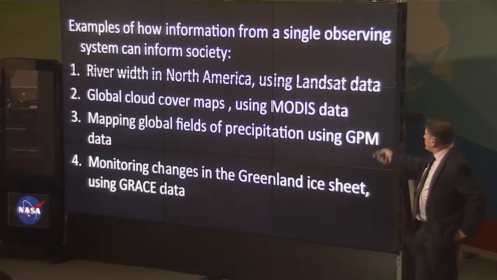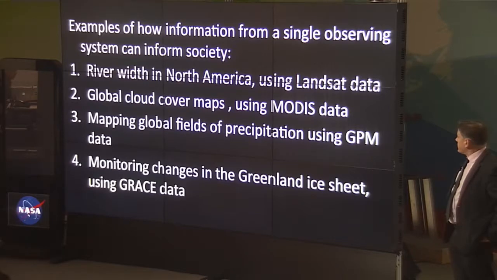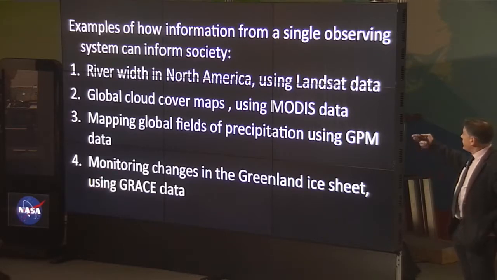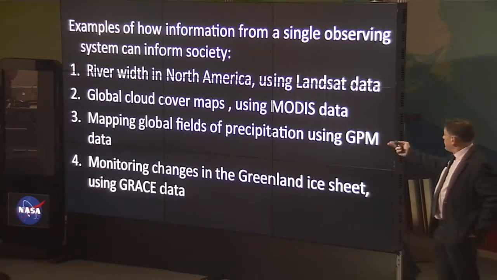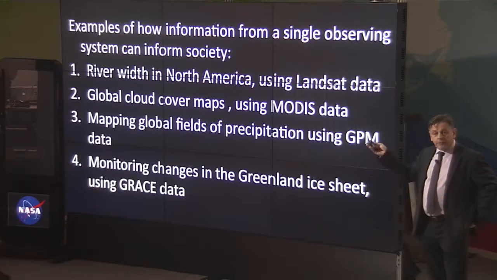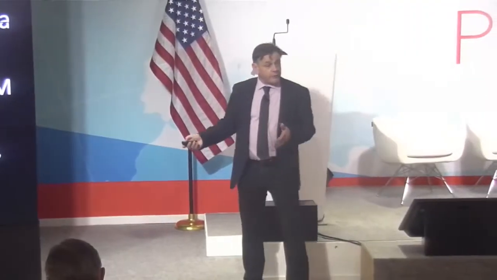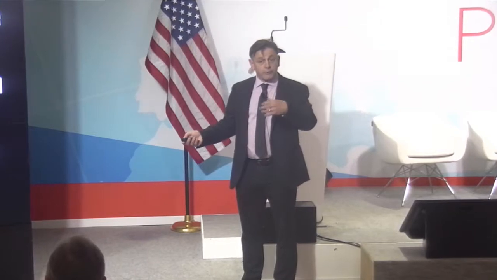Moving on. So what I want to do now is just show a few examples of how information from a single observing system can inform society. There are 4 examples I'm going to show: the width of rivers in North America, global maps of cloud cover, mapping global fields of precipitation using GPM, and monitoring changes in the Greenland ice sheet. These are all different parts of the Earth system, and I just want to show a few of these as examples of how one observation type can be used in isolation to illustrate these facts.